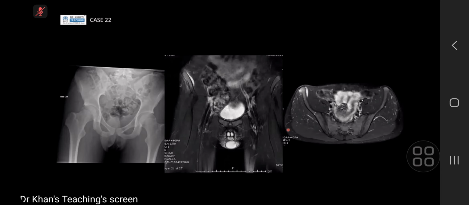There's a small fragment. It might be an avulsion fracture. And the MRI shows there's bone marrow edema and soft tissue edema with cortical disruption at the right anterior superior iliac spine. So I think findings are suggestive of an avulsion fracture of the right anterior superior iliac spine, where it's the insertion of the sartorius, I think.